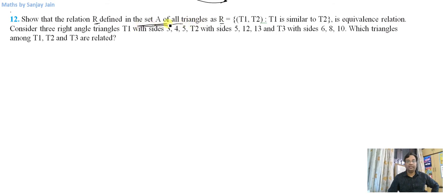So set A is a set of all triangles, and what is this relation? That triangle 1 is similar to triangle 2 is an equivalence relation. So we have done a question like this. We need to show it is reflexive, symmetric as well as transitive, right?